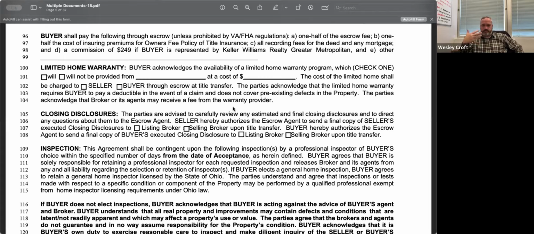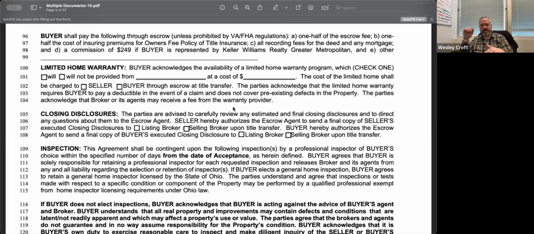Limited home warranty. So this is where you would note if the buyer wants to purchase a home warranty. Now, you could put it if they want to buy one from APHW, America's Preferred Home Warranty, which is one of our partners. They can do that here. They can also purchase one outside the transaction if they want. It's so much easier if they just do it here. So you would put line 101, will or will not be provided from. That first blank is whatever the company is. So HSA, APHW, whoever you wanted to buy it from or through, and then at a cost of X amount of dollars.